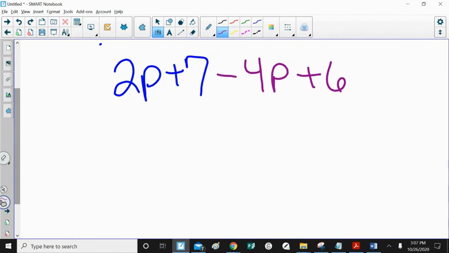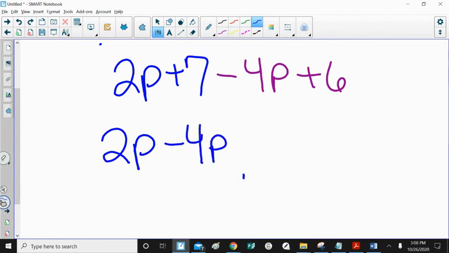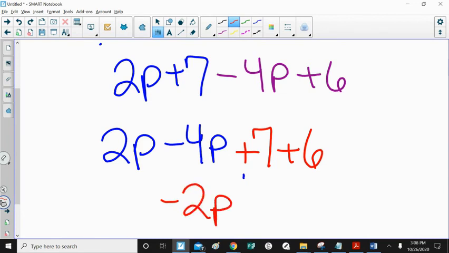The commutative property of addition says I can move my terms around and group them with like terms together. So my variables come first, followed by my constants. I figure out the net value of my variables, and that's -2p. And the net value of my constants is a positive 13, and that is my answer.